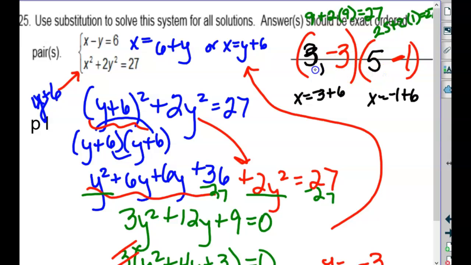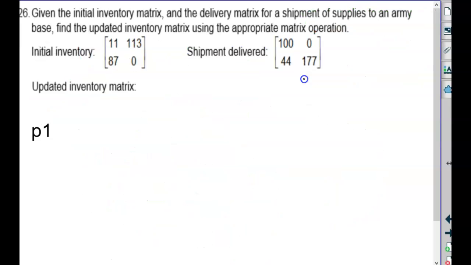Can I mix and match? No. I can't write 3, -1 or -1, I don't know. Each one has to work as an ordered pair. We good? I can find another example of that if we need to.